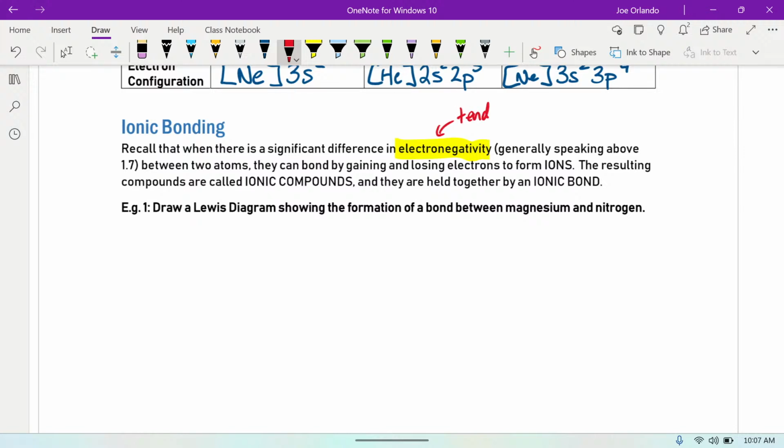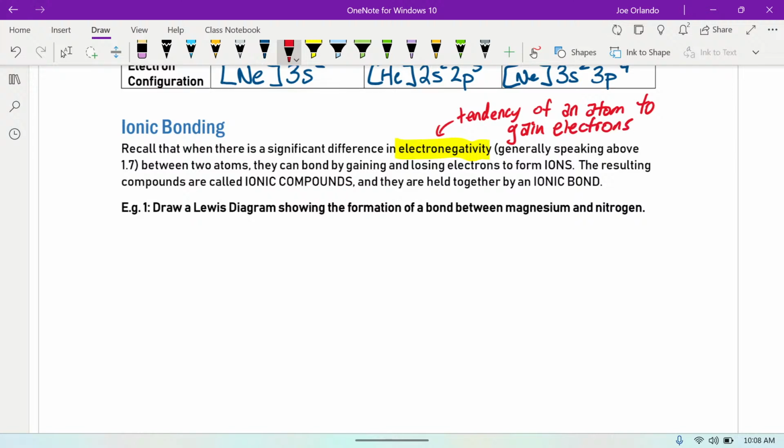It's the tendency. Negative. Oh boy. ENCY? That looks so wrong to me, but I'm going to trust you. We're going to move on. It's the tendency of an atom to gain electrons.